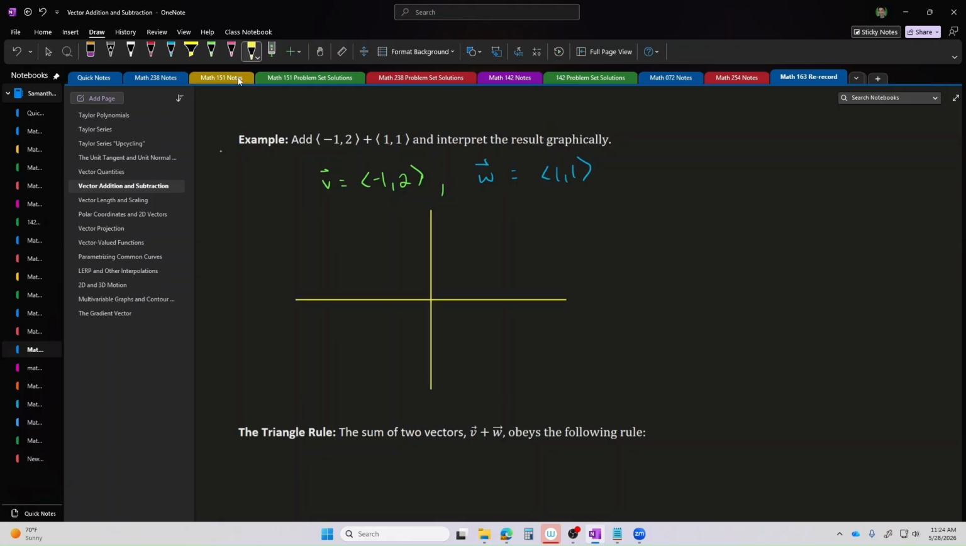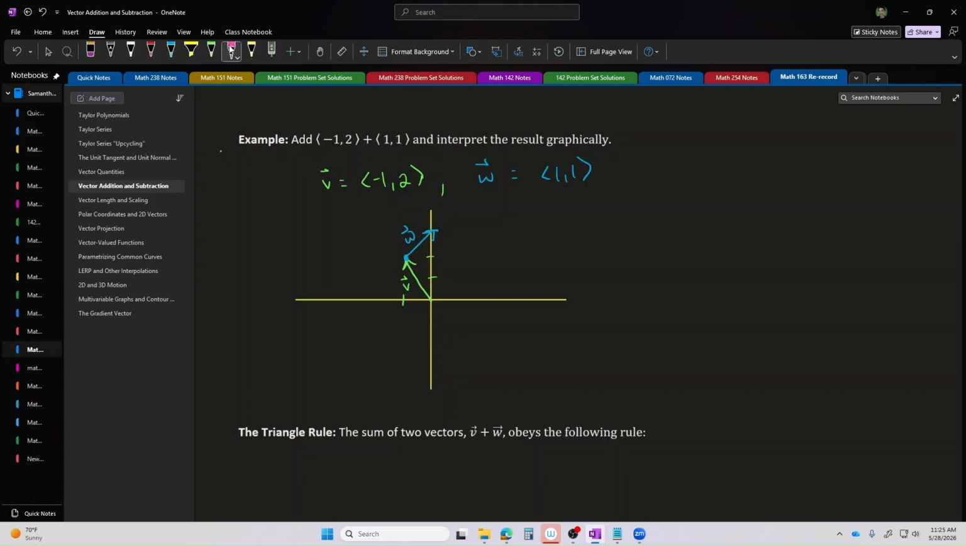I'll start by drawing v emanating from the origin. So v emanating from the origin would be 1 unit in the negative x direction and 2 units straight up. So v would be coming in like this. Then from that position, I'm going to traverse the vector w. So I'm going to start the vector w here, and then I'm going to go 1 unit to the right, and then 1 unit up. So the vector w would take me right here.